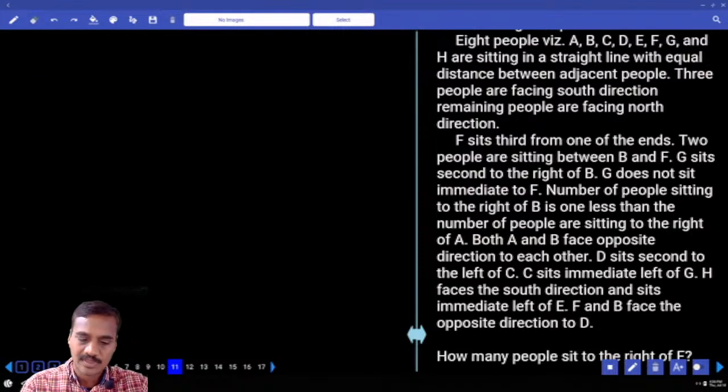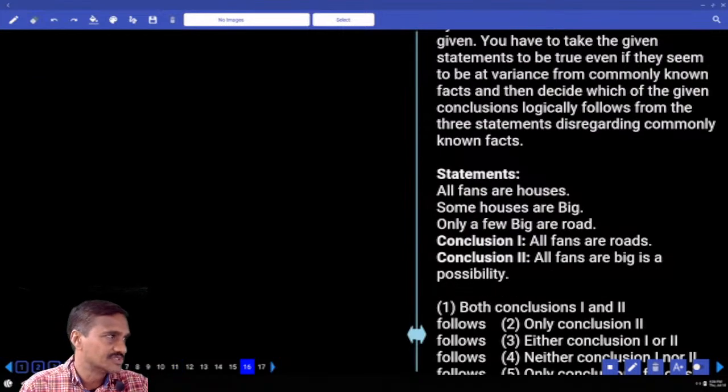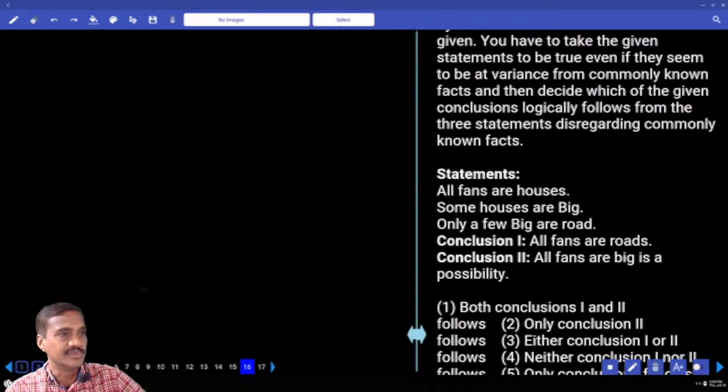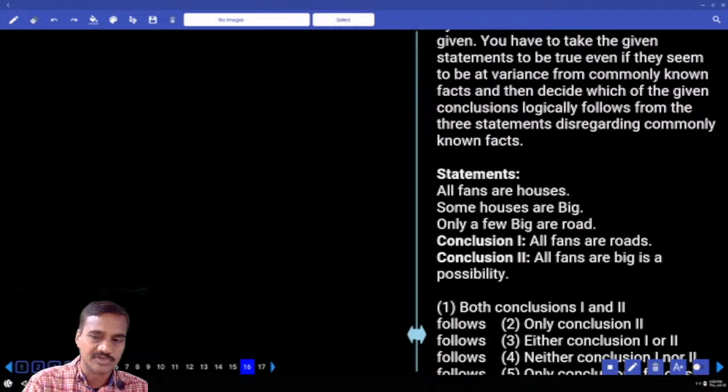Then next one 11 to 15 and 16 onwards. This 16, which priority does it come under? Definitely first priority. Now let us start working out this one. 16 to how many questions? 19, so 4 questions under this one.